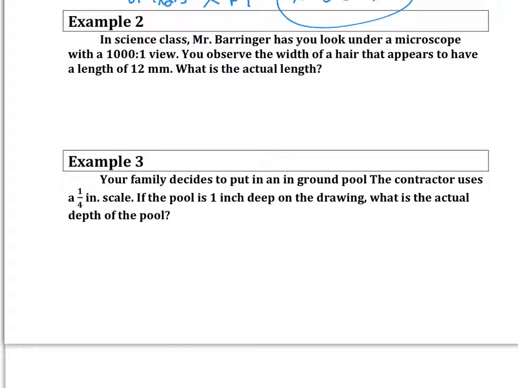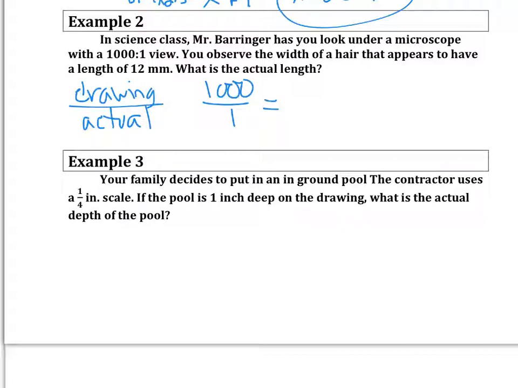So remember, that means that the drawing measure is 1,000 times the actual measure of the object. So I'm going to start by making note of that, and then I'm going to put 1,000 over 1. Now notice that this is a scale with no units. All that tells us is that whatever our second ratio is, the units will be identical. So it doesn't matter what you start with, you're going to get the same unit afterwards.